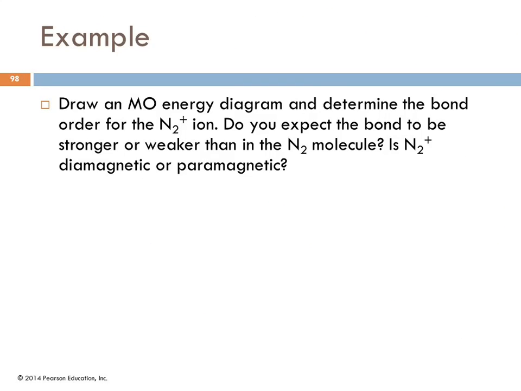So let's do this example. Draw an MO energy diagram and determine the bond order for the N2 plus ion. And do we expect that bond to be stronger or weaker than the N2 molecule? And is N2 plus diamagnetic or paramagnetic? Okay, what atomic orbitals are nitrogen's valence electrons in? 2p and 2s.